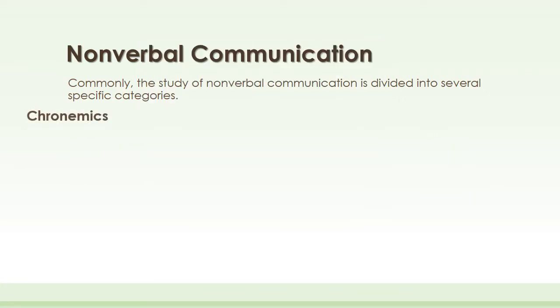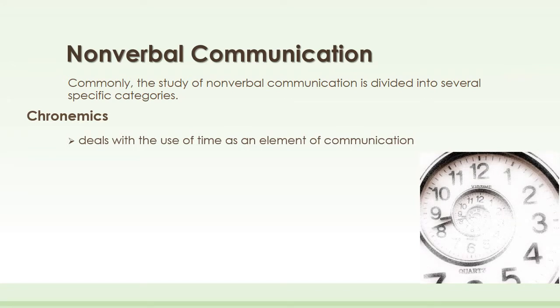Chronemics. This deals with the use of time as an element of communication. Formal time is measured in minutes, hours, days, and so on. Informal time is measured relative to seasons, social customs, lunar cycles, etc. Chronemics involves specifics such as punctuality, which can be monochronic or M time, and polychronic or P time, along with patterns of dominance or difference within a communication situation.